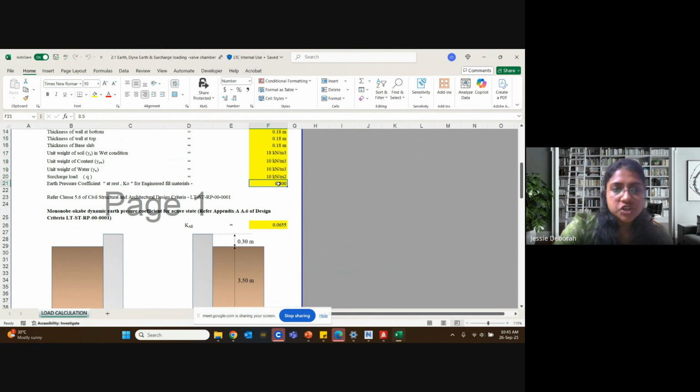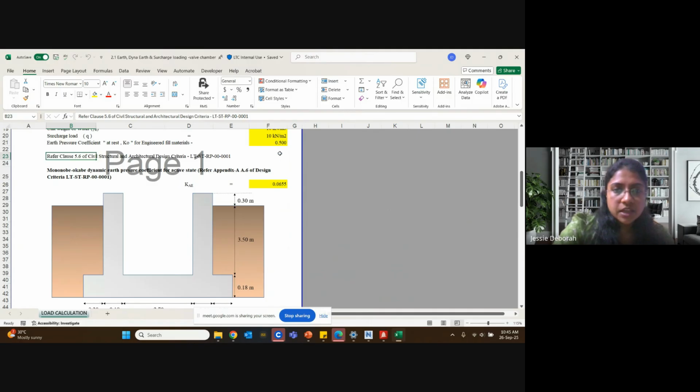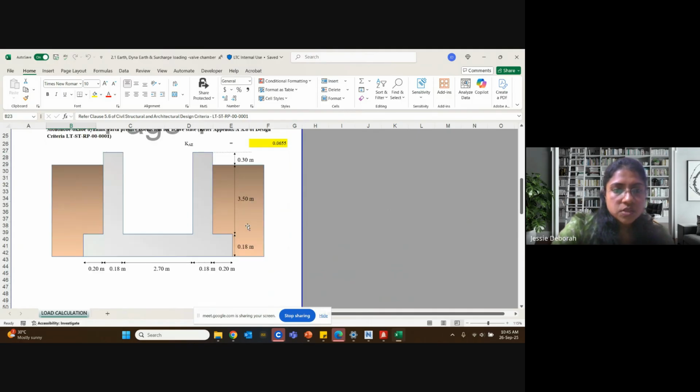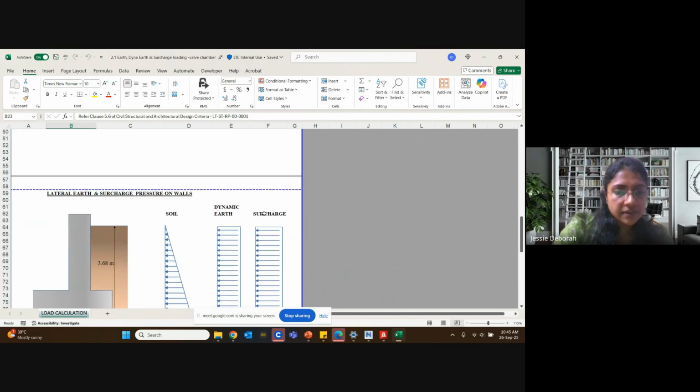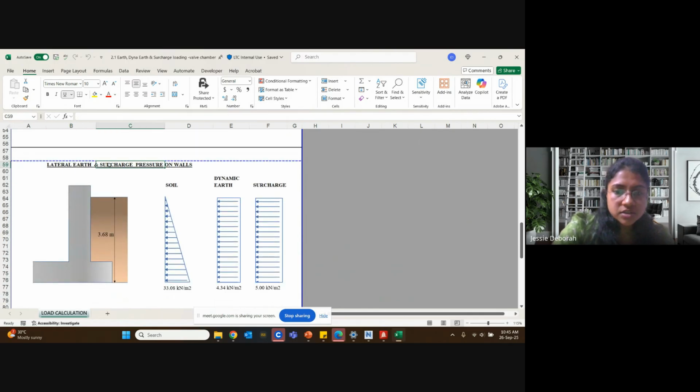Okay, so earth pressure, K naught is 0.5, that is what we study in the textbooks also. So here based on this we have arrived at this. So 0.3 m is above ground, and everything else is below ground. Okay, so how are we going to calculate? We will calculate the lateral earth and surcharge pressure on the wall. Okay, so how does this come?